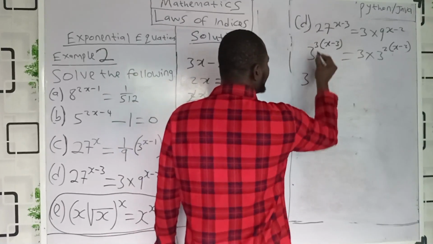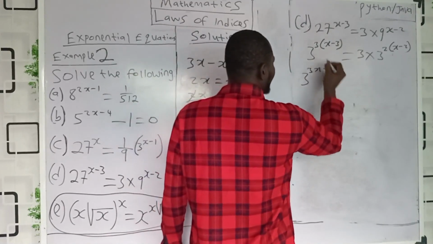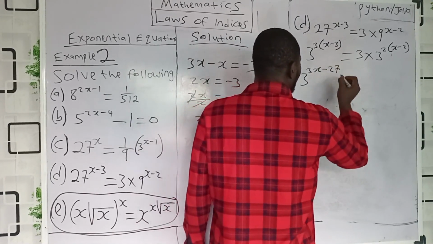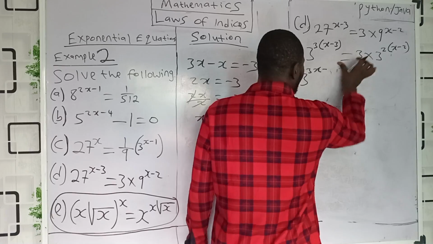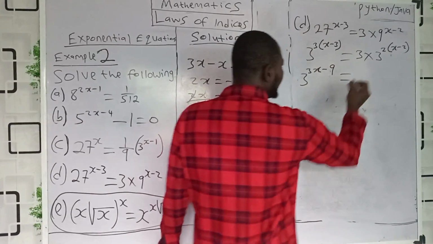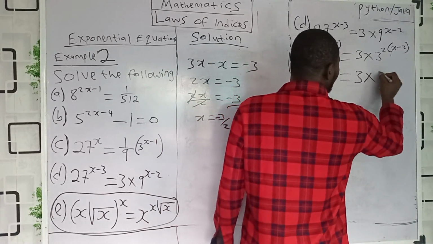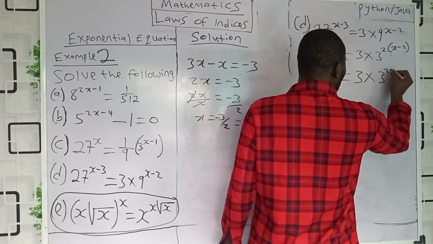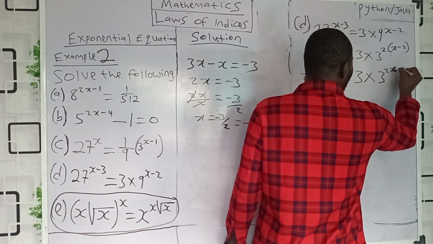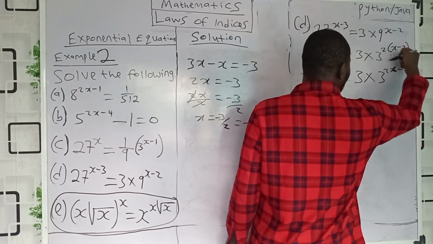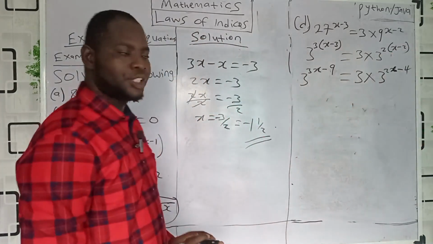Then I can say 3 raised to power 3 times x, 3x, minus 3 times 3, that's 9, equal to what? 3 times 3 raised to power 2, make sure you open the bracket: 2 times x, 2x, 2 times minus 2, minus 4. Very beautiful. Are you getting it?